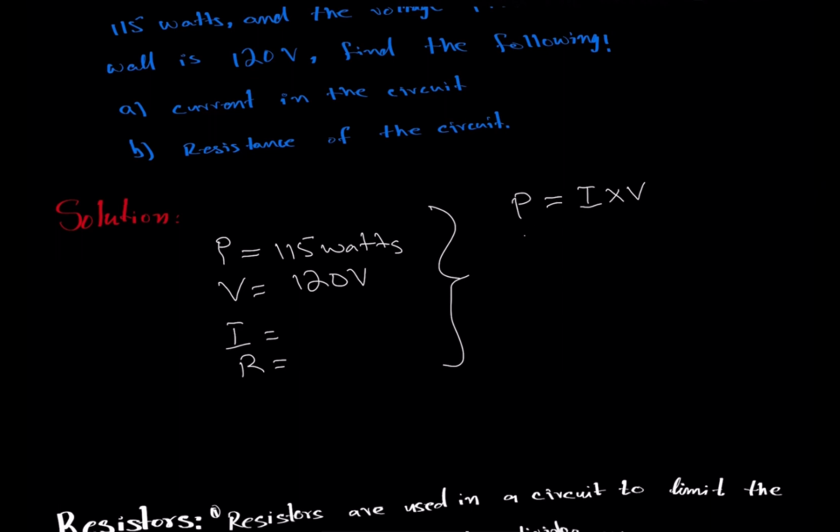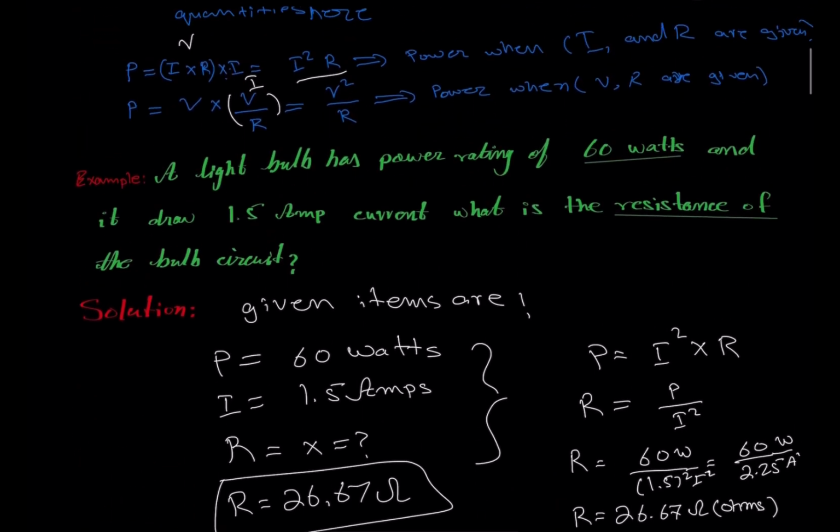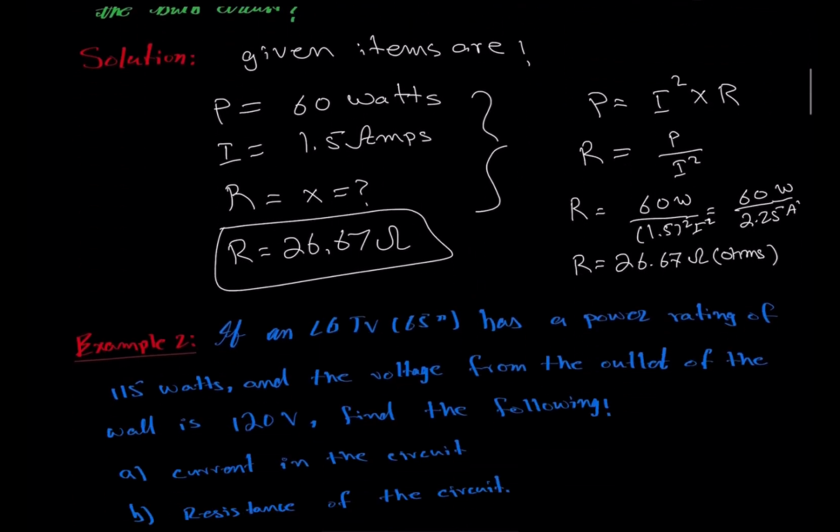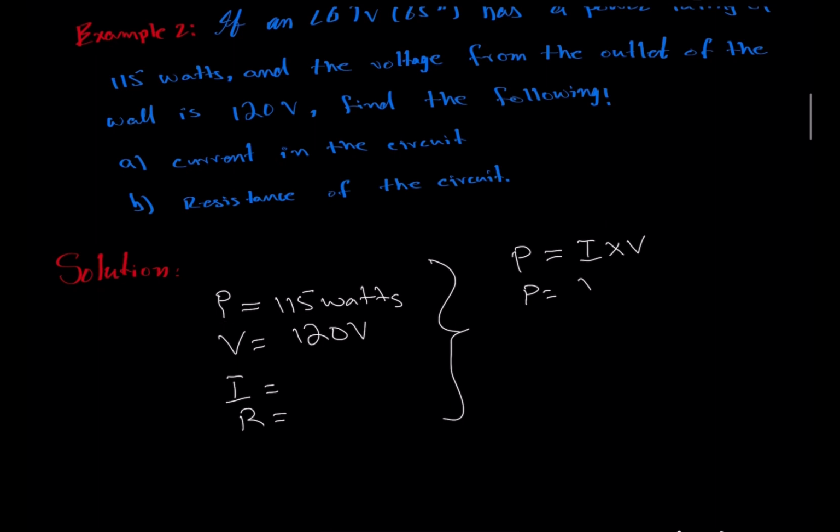We probably have to use the other kind of it, which was if we substitute this one, and we will use this equation, V squared over R. So where we need to find R right here, we'll find this first. R will be equal to V squared over P.